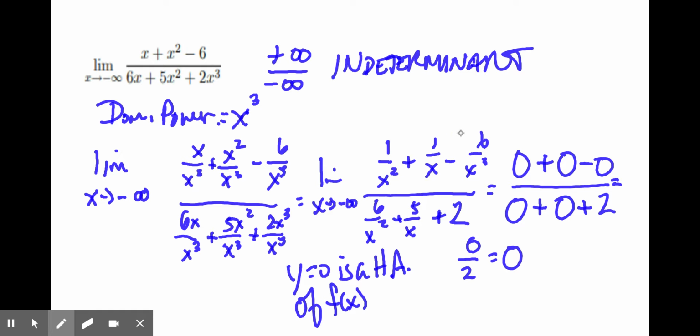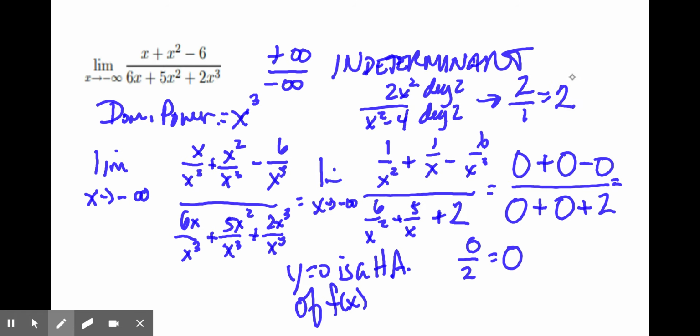Okay. Now, you did learn this last year. Last year, you learned that if the powers in the numerator and the denominator were the same, you just took the leading coefficients and divided them. So in the last example, it was 2x squared over x squared minus 4. The degree in the numerator was 2. The degree in the denominator was also 2. So the degrees were the same. So take the leading coefficients, the 2 and the 1, and divide them, and you get 2. And last year we said, okay, so y equals 2 is the horizontal asymptote. That was from the last page.